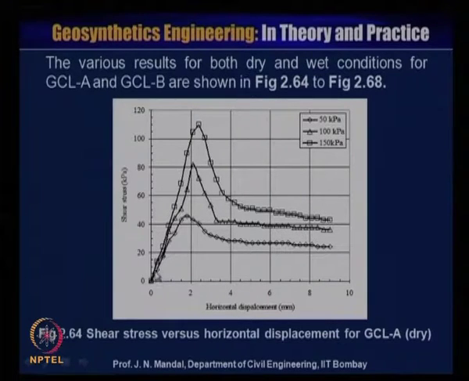The various results for both the dry and the wet condition for geosynthetic clay liner A and geosynthetic clay liner B have been obtained under the pressure of 50 kilopascal, 100 kilopascal and 150 kilopascal. You can see here how the shear stress is increasing with the increase of the horizontal displacement, but when the horizontal displacement is about 2 millimeter, you have almost the maximum stress value, and then it is gradually decreasing, and later on it is almost constant.